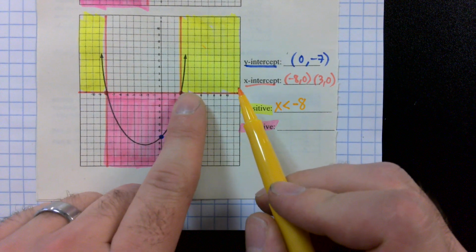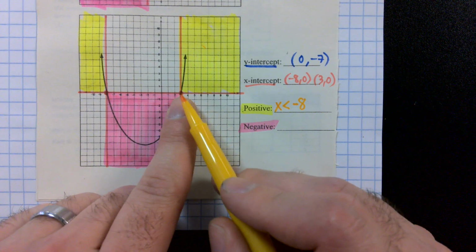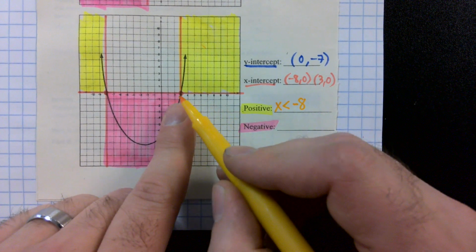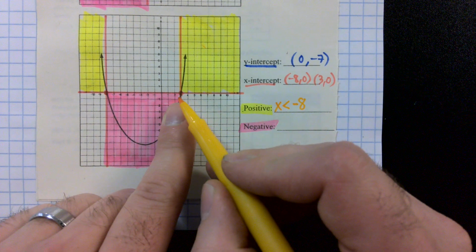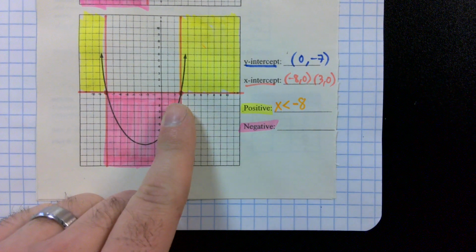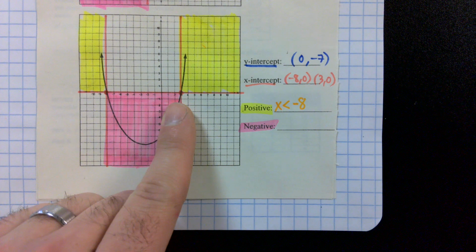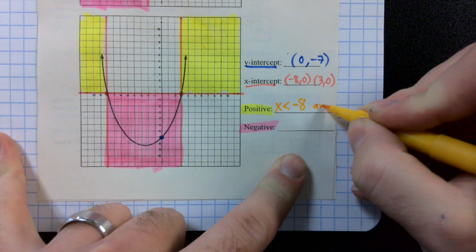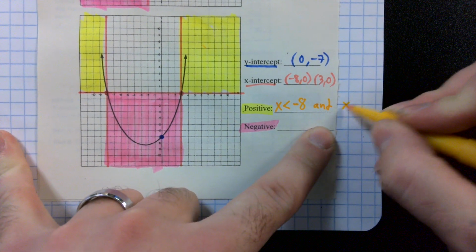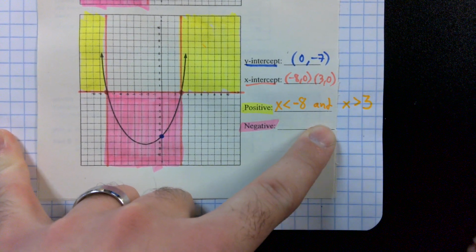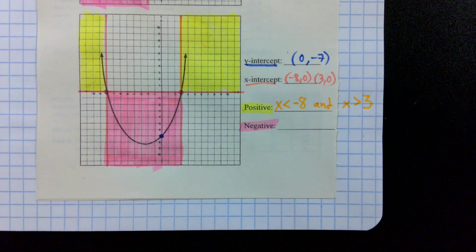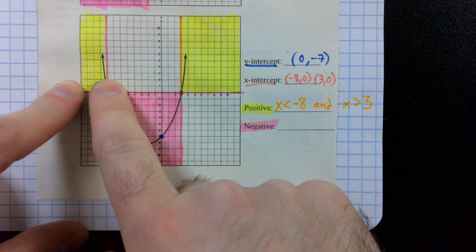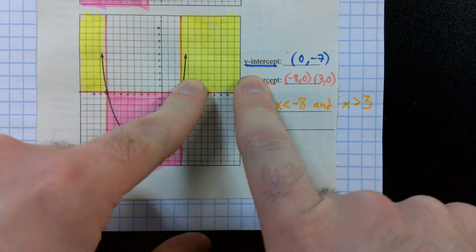Now I'm going to look at my other yellow section. Where does this section start in terms of my x-axis? At 3. Are my x values here greater than 3 or less than 3? Greater than. I've got 3, 4, 5, 6, 7, 8. So I'm going to say and x is greater than 3. And means we're including, not or. This section is positive and this section is positive.